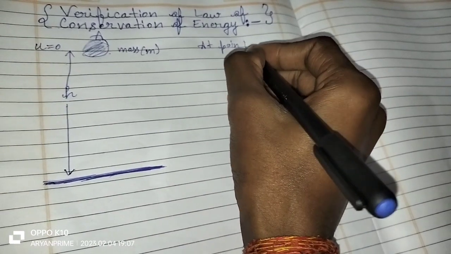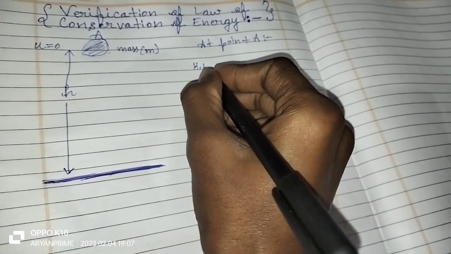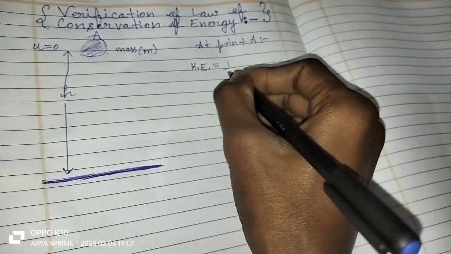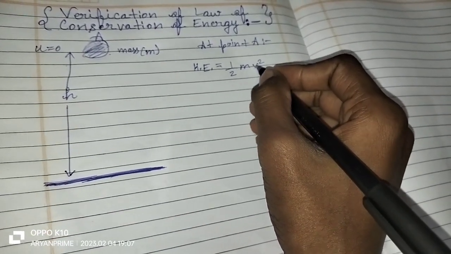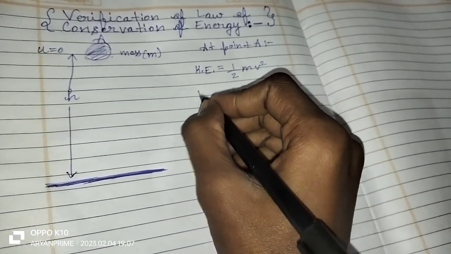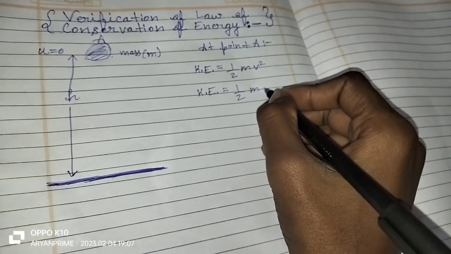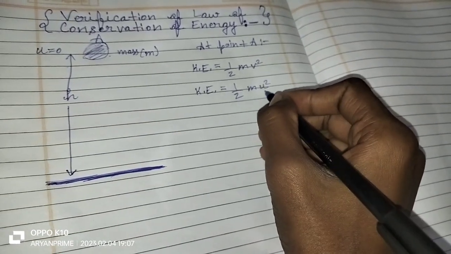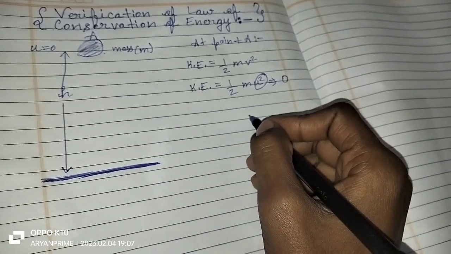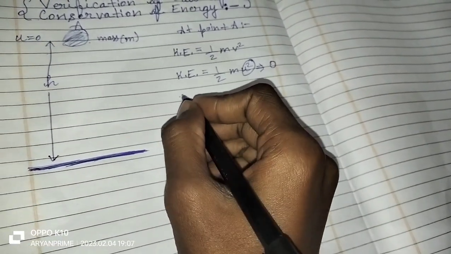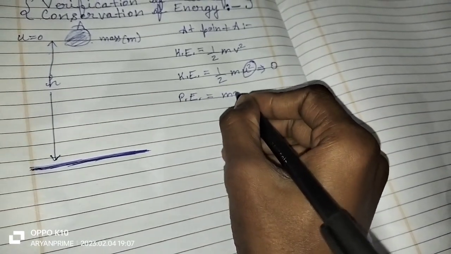what is the kinetic energy of object A? Kinetic energy equals 1 by 2 mv square. So let's equate the value. u is 0, so kinetic energy is 0. And potential energy equals mgh. So the formula of potential energy is mgh.